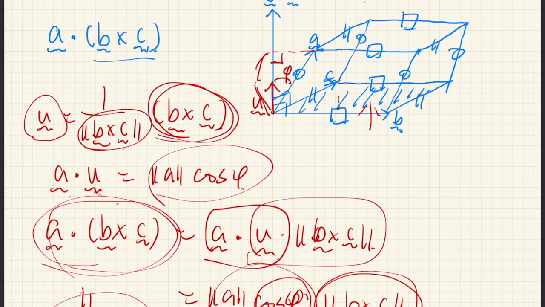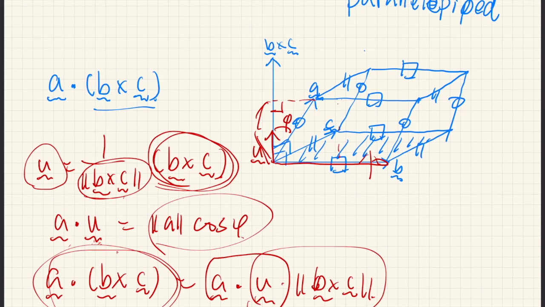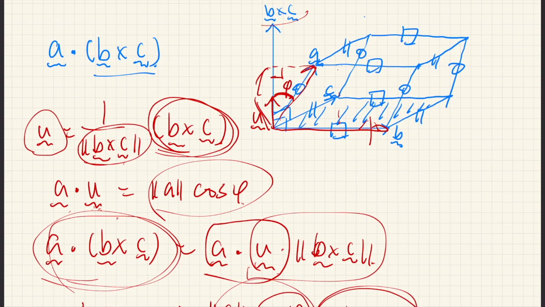The positive case happens when the angle between A and B cross C is less than the right angle, so pi half. If it is greater than pi half, for example, if A, instead of in this direction, is pointing in this direction, that means the angle is greater than pi half. In that case, the volume becomes negative, so it's a signed volume.